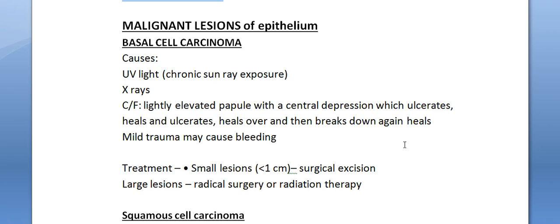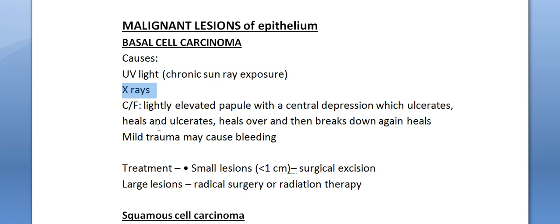The etiological factor is mainly exposure to UV light, that is sunlight, chronic sunlight exposure. Some individuals work in high-rise buildings. They are exposed to direct sun rays, especially on their lips, the mucosal junction. Other etiological factors are working in a radiology department, with exposure to radiations like X-rays.